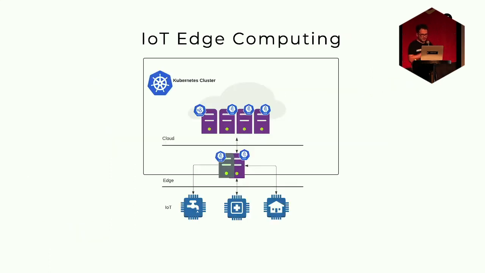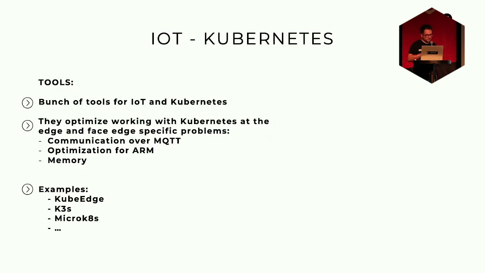So, if we use Kubernetes and spin up a cluster over the cloud and the edge, it might look like this, and we would absolutely profit from the out-of-the-box solutions coming with Kubernetes. There are also a bunch of tools for IoT and Kubernetes which optimize specific challenges with edge computing and cloud computing. So, for example, we have these tools I mentioned here, KubeEdge, K3s, MicroK8s, and so on.